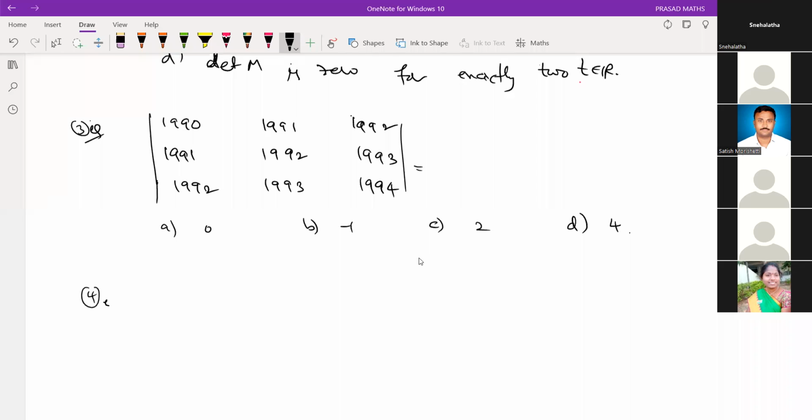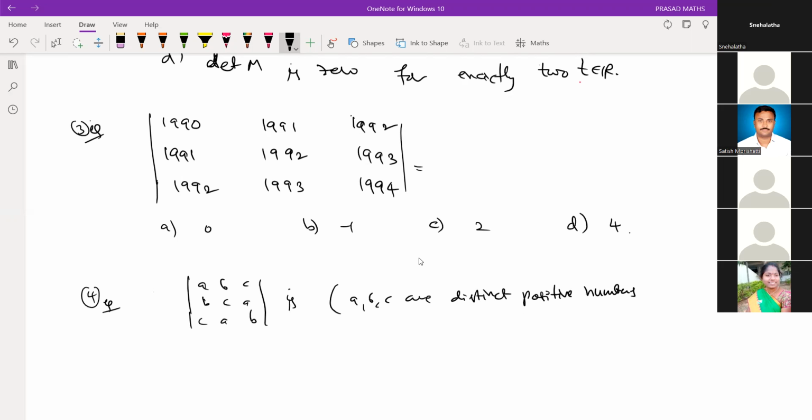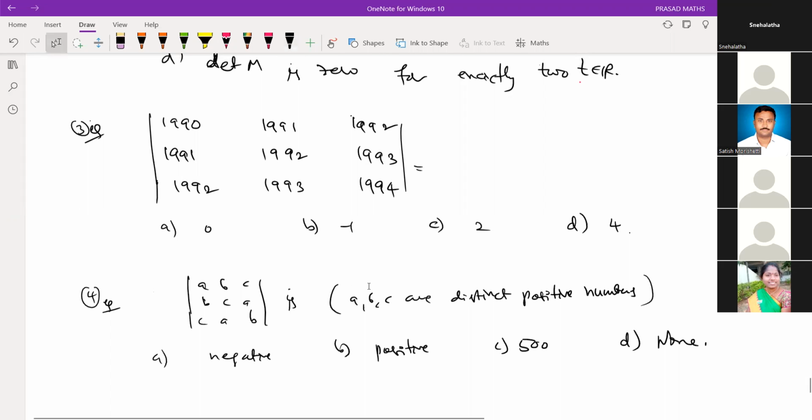This question was asked in JAM. Det of the matrix with rows A, B, C; B, C, A; C, A, B, whenever A, B, C are distinct positive numbers. Then answer A is negative, answer B is positive, answer C is 500, answer D none. Tell me which option is right.